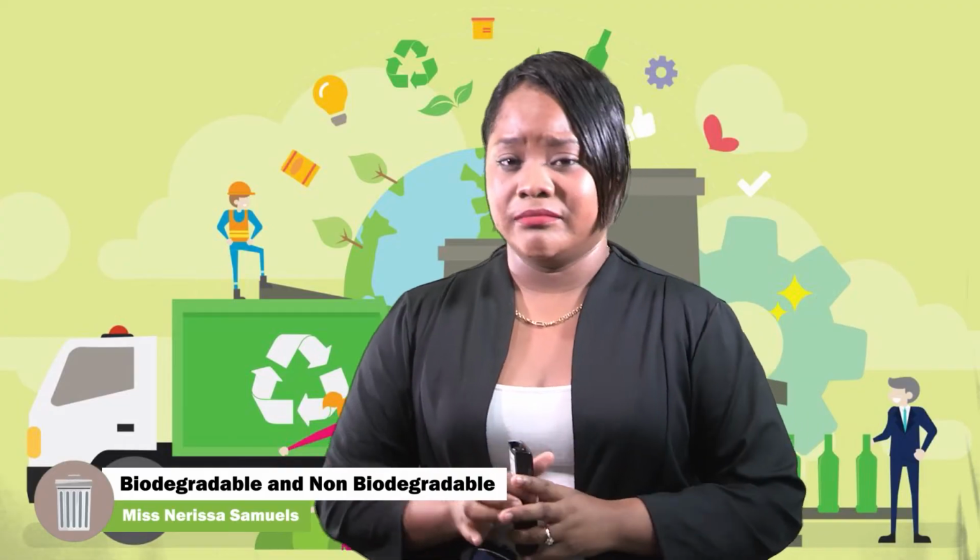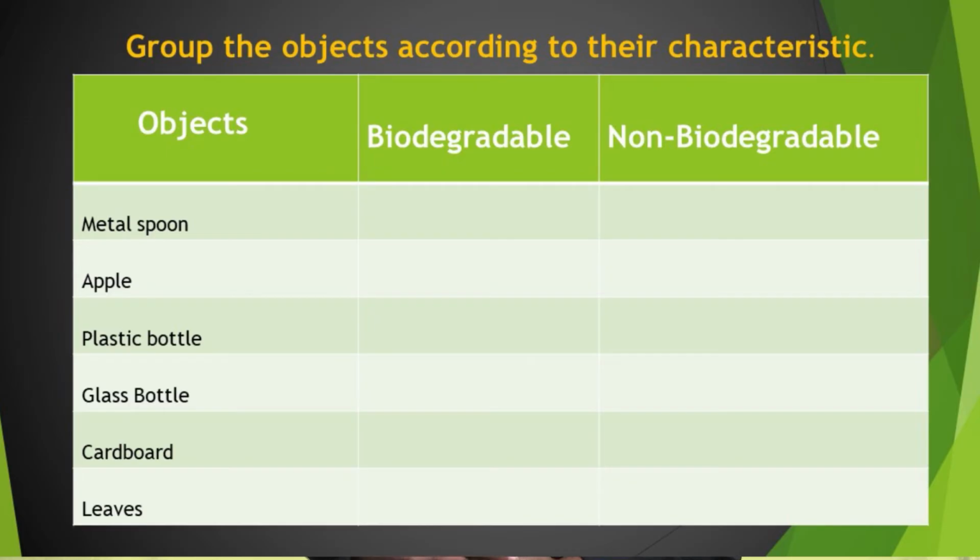So, okay, boys and girls, let's do a little quiz. Now, your job is to group these objects into the two categories. You're going to say whether they are biodegradable or non-biodegradable. Are you ready? Okay, now here you have the objects. We have a metal spoon, an apple, a plastic bottle, a glass bottle, a piece of cardboard, and some leaves.